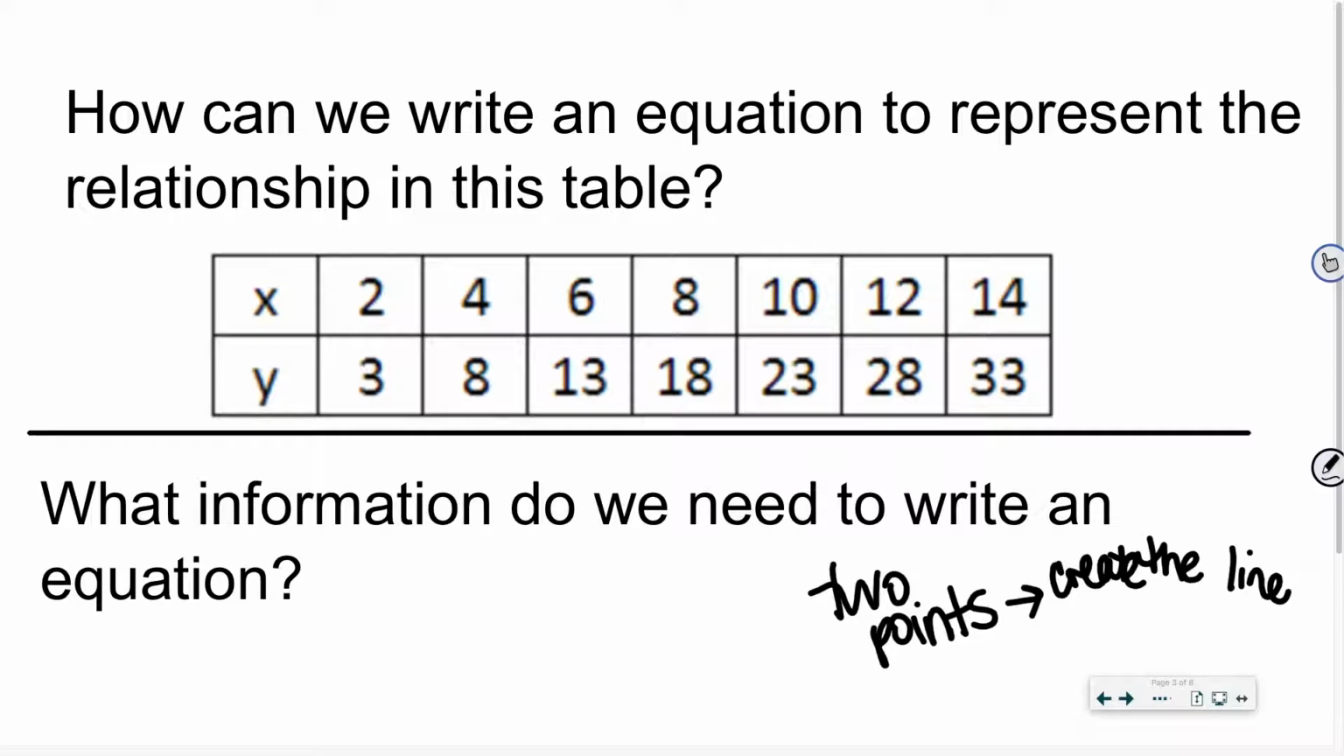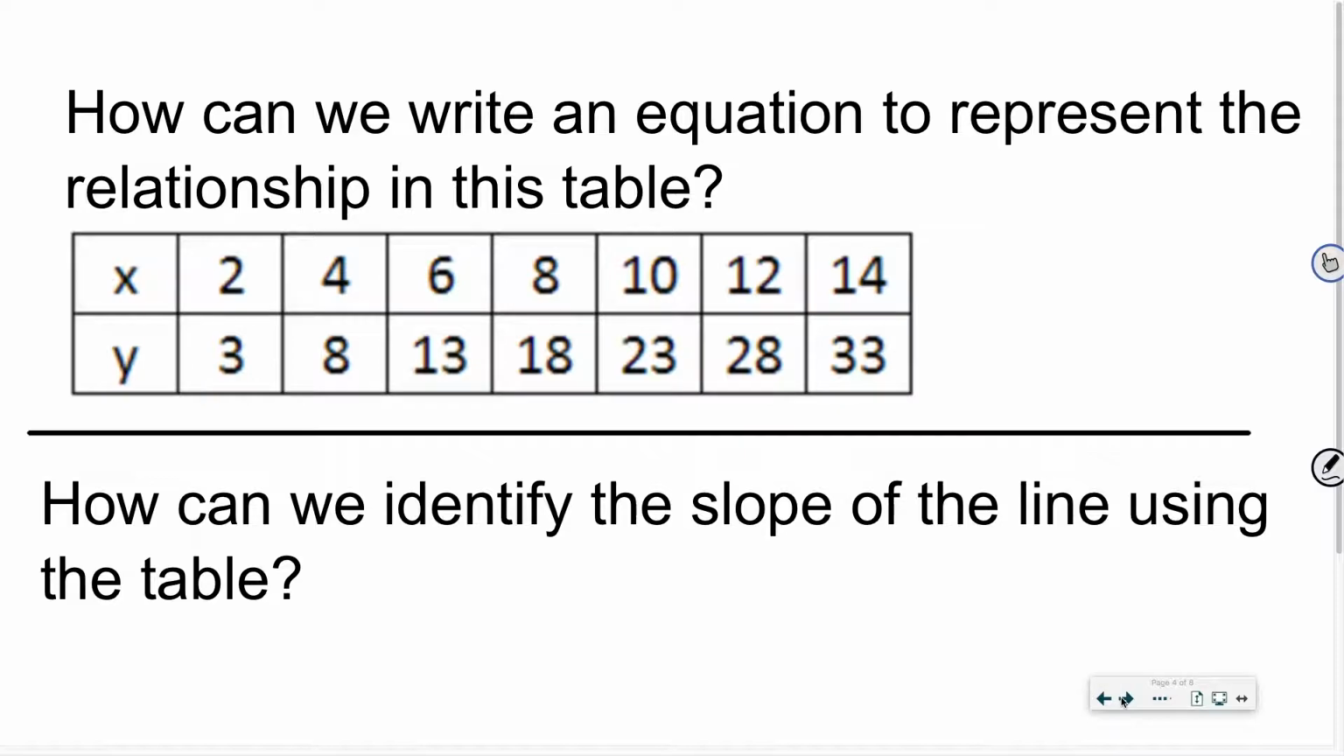If we're going to write an equation in slope-intercept form, what information would I need for that? The slope. And the y-intercept. Absolutely. The y-intercept. So I want these two values. So let's find the slope.